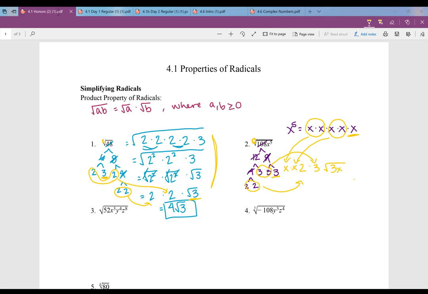So now our final answer: we have 2 times 3, which is 6. x times x is x squared. And under our root, we have 3x. That would be our simplified version of root 108 x to the 5th. Okay, let's do another example.